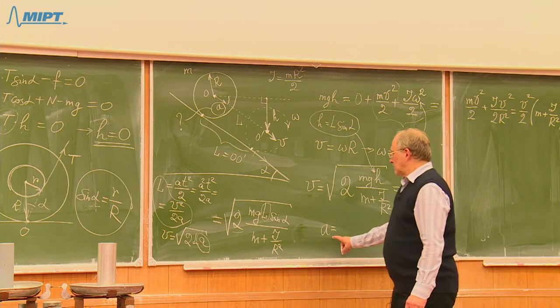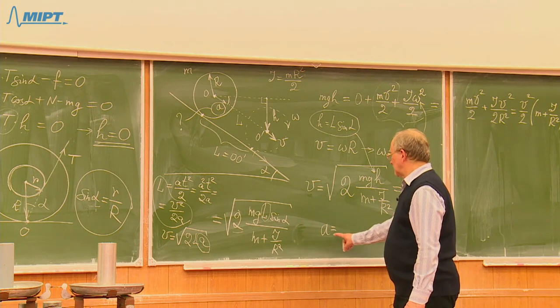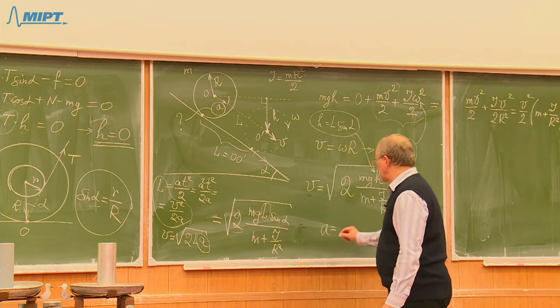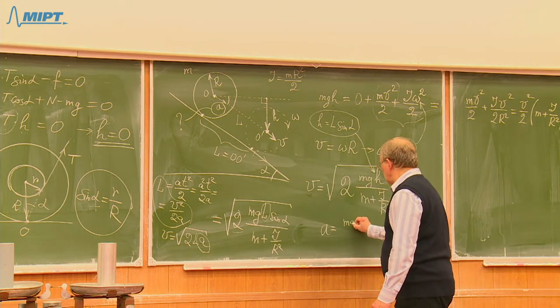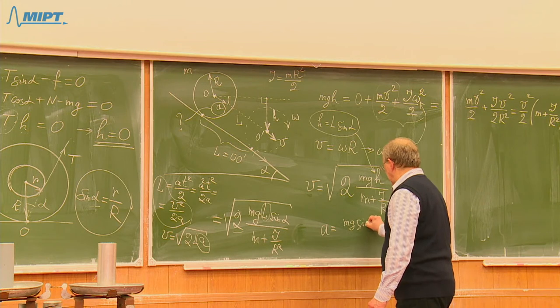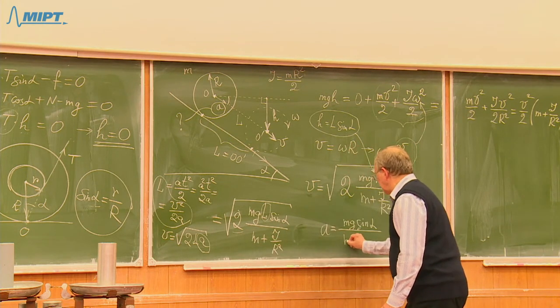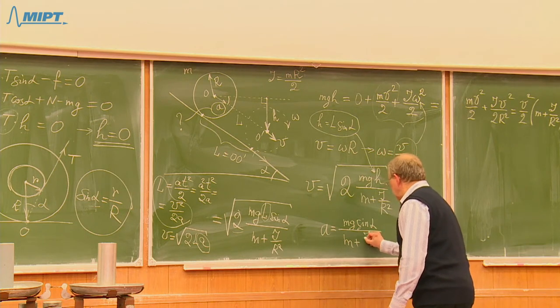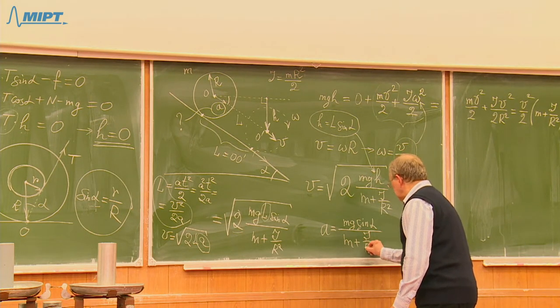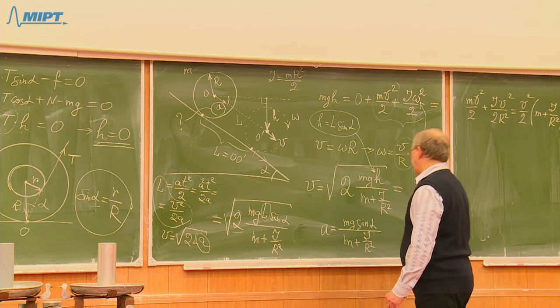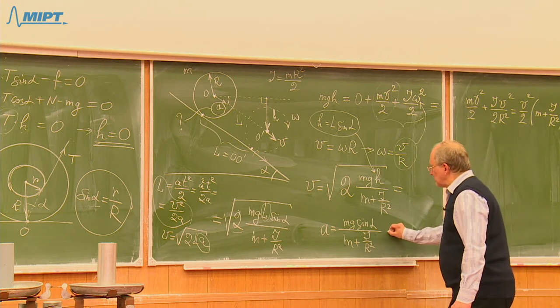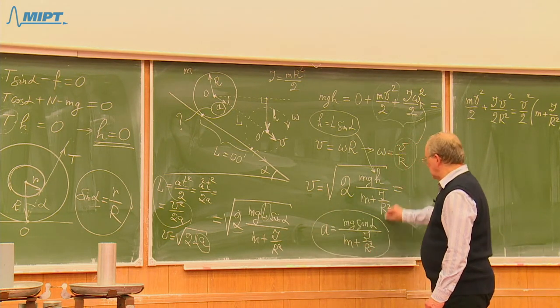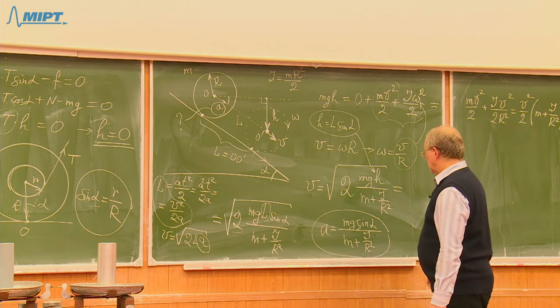Therefore, we can immediately write down the formula for the acceleration, which must be mg sine alpha divided by m plus moment of inertia I over capital R squared. So we have found the acceleration of the cylinder in our problem.